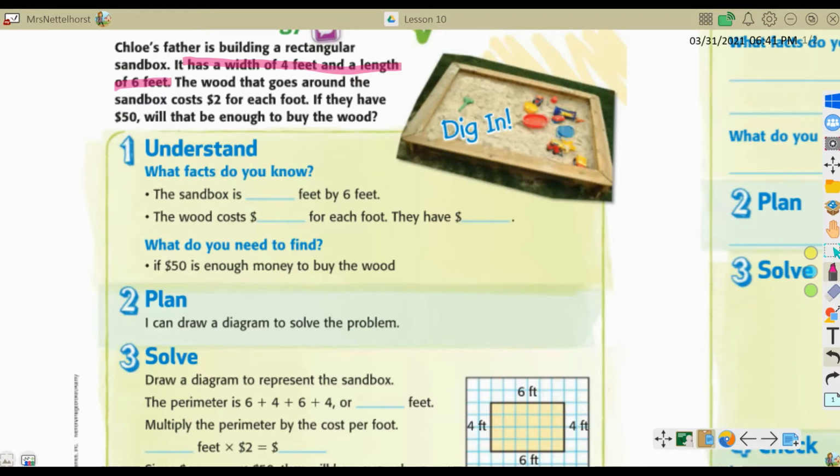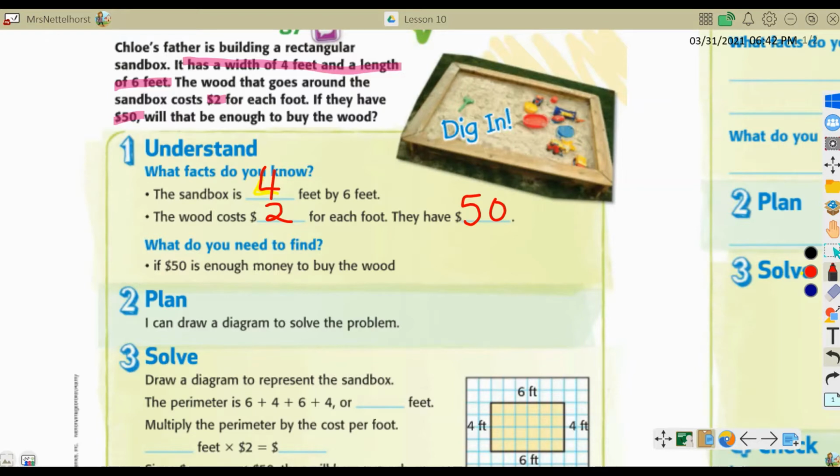So I'm going to put that information into my blanks. The sandbox is 4 feet. No, that's yellow. That's not going to work. Come on. Be nice if I could work things, right? Okay, the sandbox is 4 feet by 6 feet. The wood costs $2. You can see that up here. $2 for each foot, and they have $50.